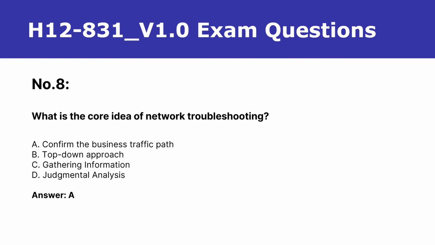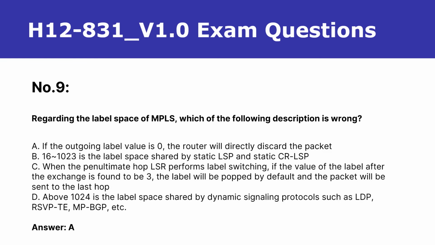What is the core idea of network troubleshooting? A. Confirm the business traffic path. B. Top-down approach. C. Gathering information. D. Judgmental analysis. Answer. A. Number 9.